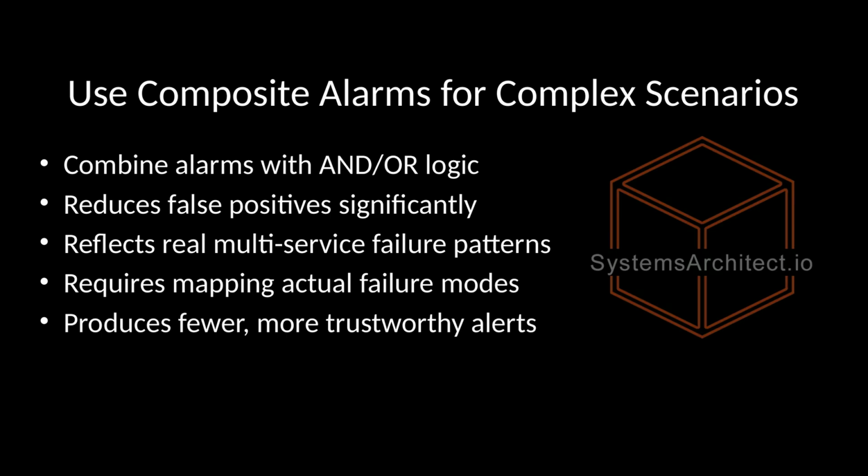Instead of paging on every spike in CPU or latency, you can require several conditions to align before an alert fires, which dramatically cuts down on false positives. Composite alarms are especially useful for multi-tier applications, where a real incident usually shows up as a pattern across several services. Once in place, they tend to produce fewer but far more trustworthy alerts.